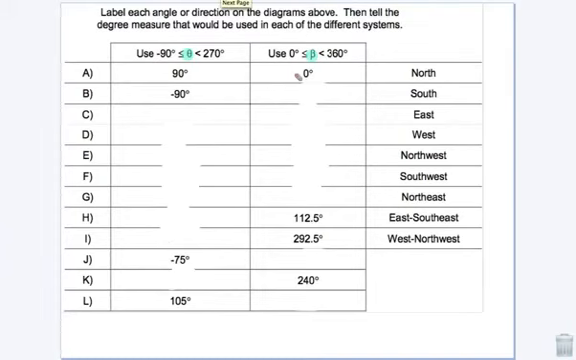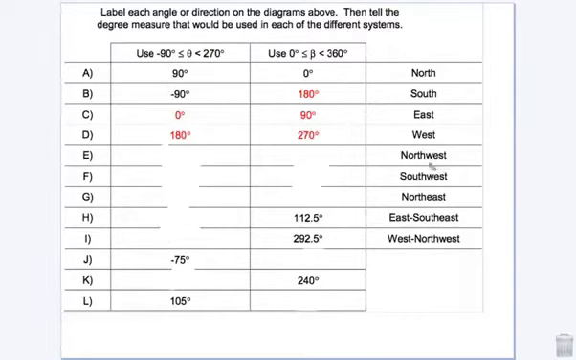Let's look at this. On our bearings, south was 180. But on the unit circle, it's negative 90 degrees or 270 degrees. East is 90 degrees for the bearings, west is 270. And on the unit circle, 0 degrees is east and 180 is west.